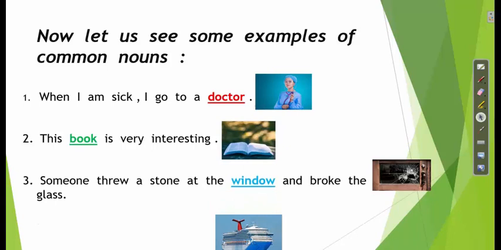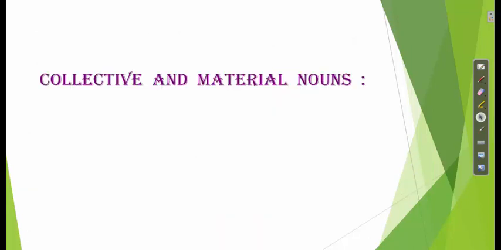Third, someone threw a stone at the window and broke the glass. Here, the common noun is window. Last, the Titanic was a big ship. Ship is a common noun. There are many ships that sail in the sea. So here, the common noun becomes ship. These were the examples of common nouns. Let's move on to the next one, that is collective and material nouns.